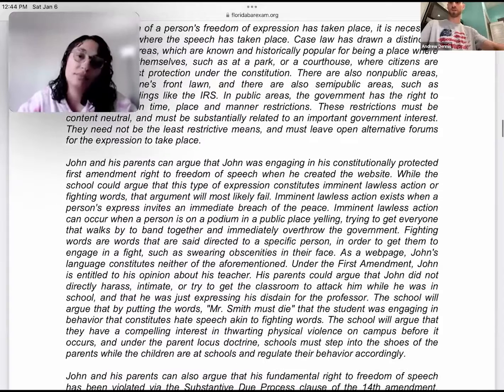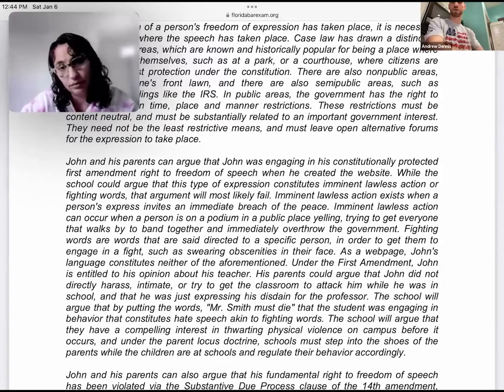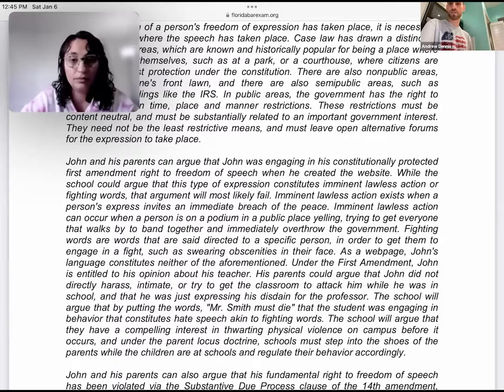Okay. John and his parents can argue that John was engaging in a constitutionally protected First Amendment right of freedom of speech while he created the website. While the school could argue that this type of expression constitutes imminent lawless action or fighting words, that argument would likely fail. Imminent lawless action exists when a person expressly invites an immediate breach of the peace. Imminent lawless action can occur when a person is on a podium in a public place yelling, trying to get everyone that walks by to band together and immediately overthrow the government.